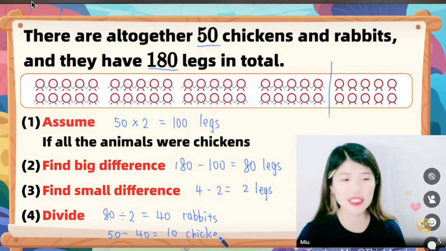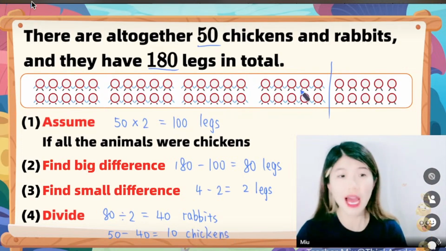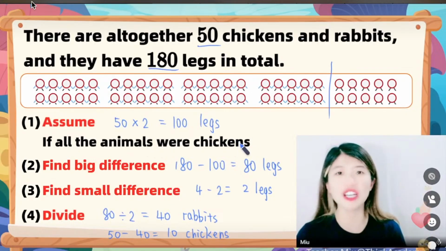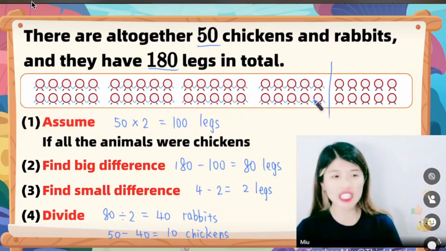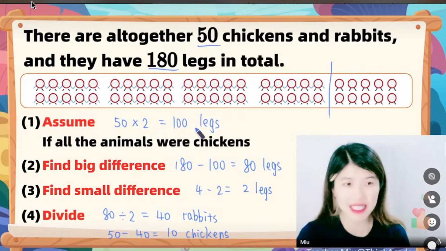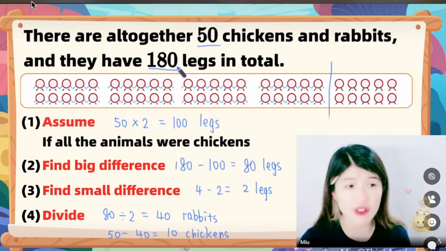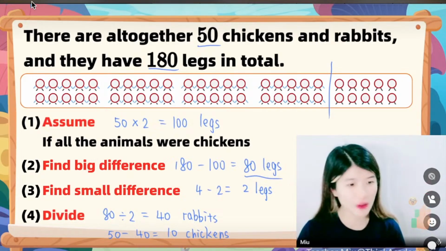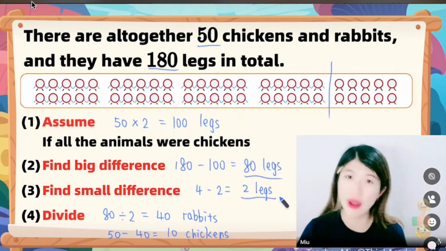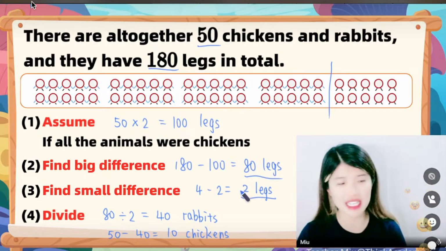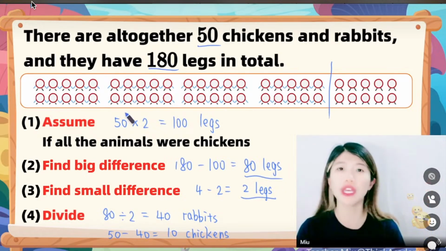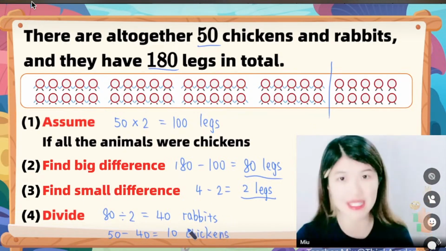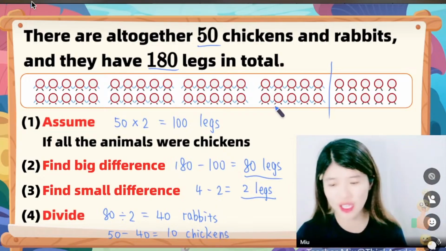All right. So this is called the assumption method. How do we assume? We assume that all animals are one type. For example, I assume everybody is a chicken. So now I have 50 chickens. 50 chickens would have 100 legs. But then again, go back to the question. It says altogether there are 180 legs, which means, where are those 80 legs I don't have? Each of the chickens can have 2 more legs to make it into a rabbit. So that's when we use 80 divided by 2 to find out that we can change 40 of those chickens into rabbits. So there are 40 rabbits and 10 chickens. This is called the assumption method.